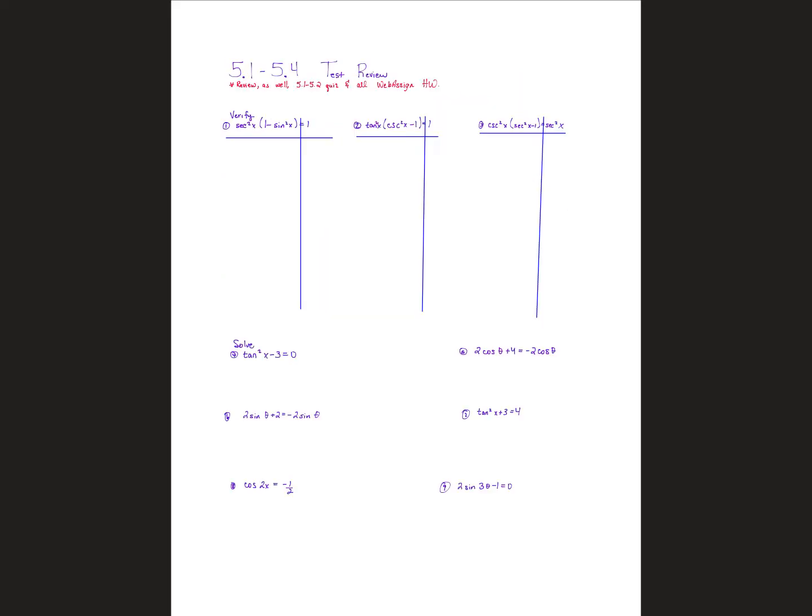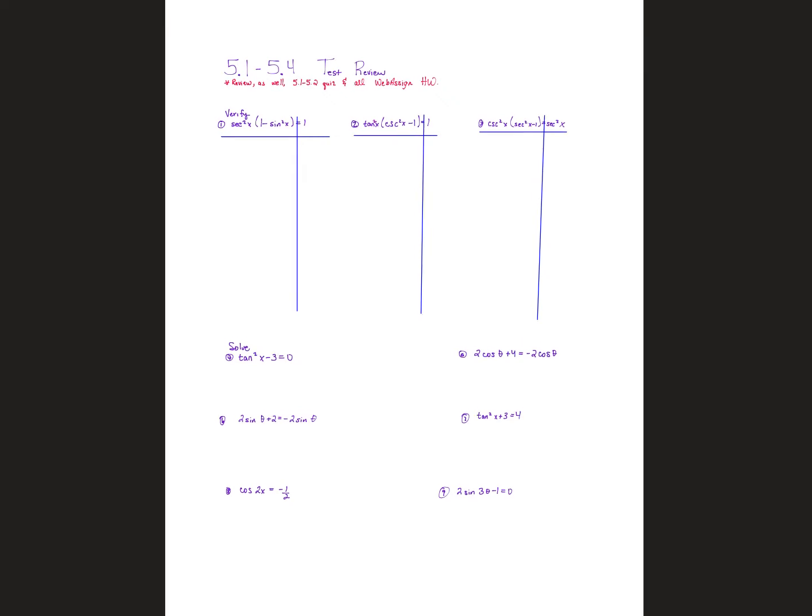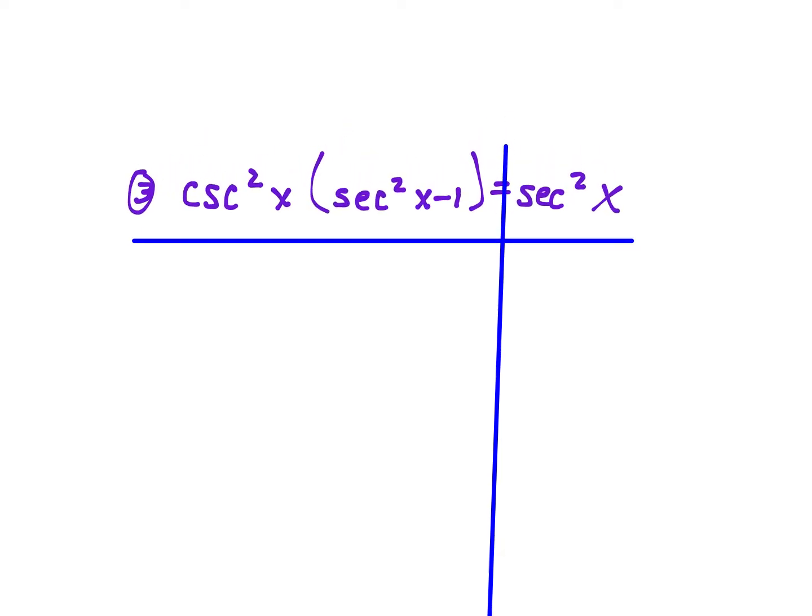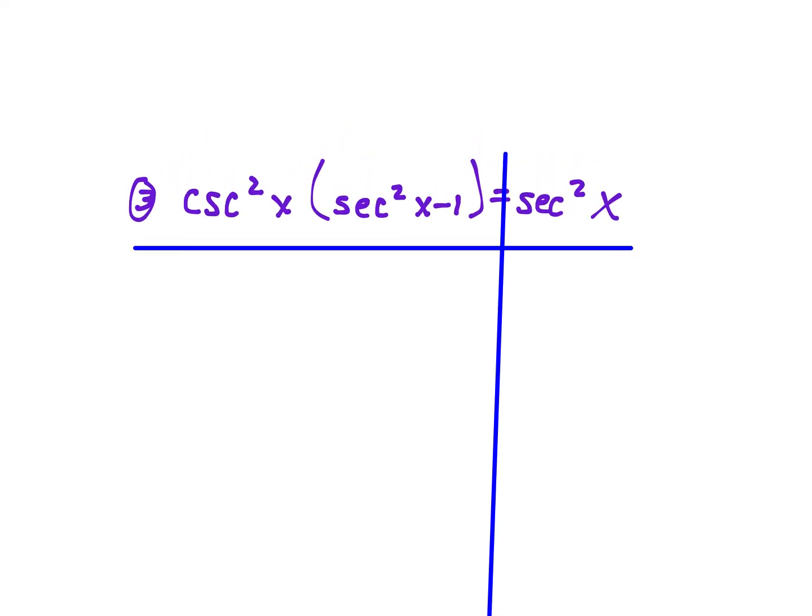So from the verifying, anyone specifically that you guys want to see from 1, 2, or 3? Let's do number 3. So anytime we see a trig function squared with a 1, that automatically tells us we're going to do one of our Pythagorean identities. So what is secant squared minus 1? Tangent squared. So this is tangent squared times cosecant squared.